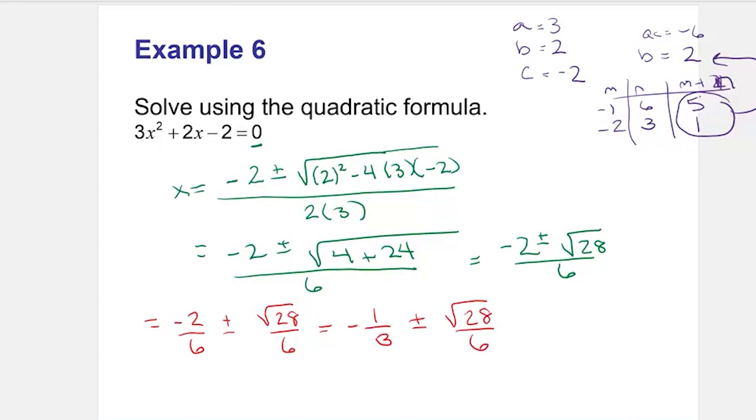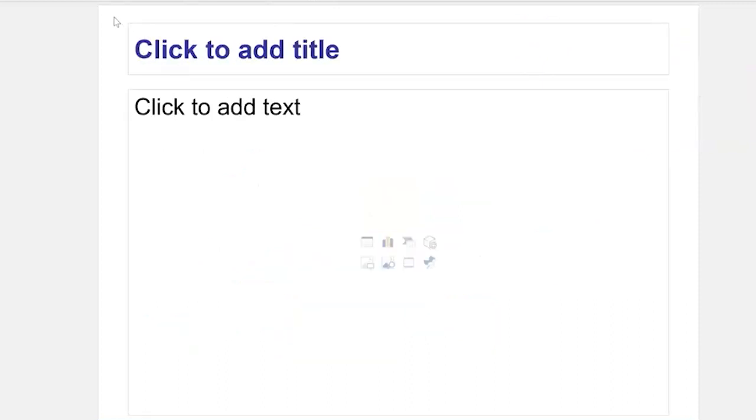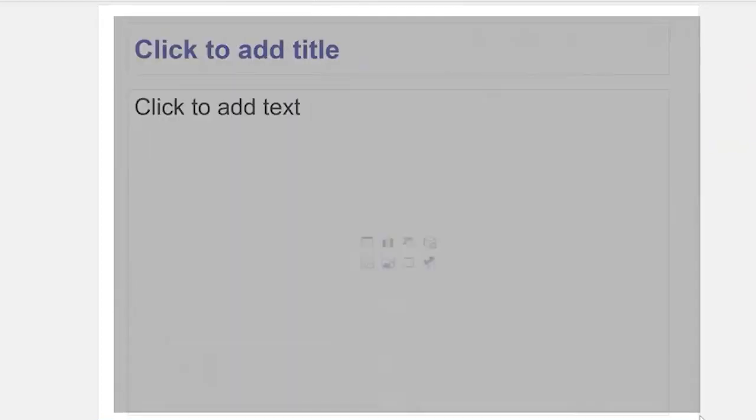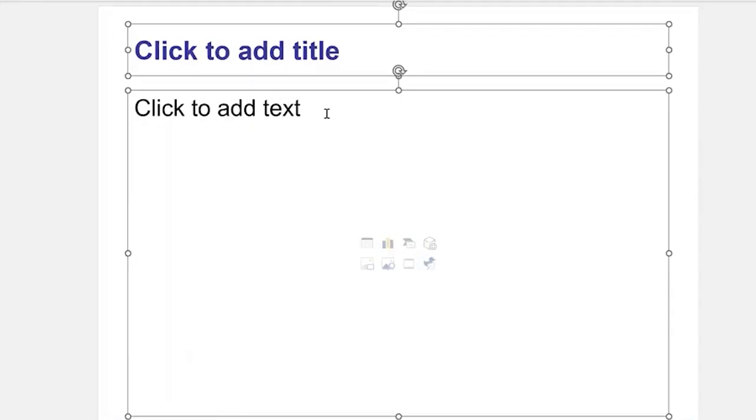So let me show you, if you know how to simplify the square root of 28, that's fine. If you don't, this will always work for you. So this is kind of how I usually teach it. And if you're really good at it, there's simpler ways to do it. But if you get stuck, so let's talk about the square root of 28.